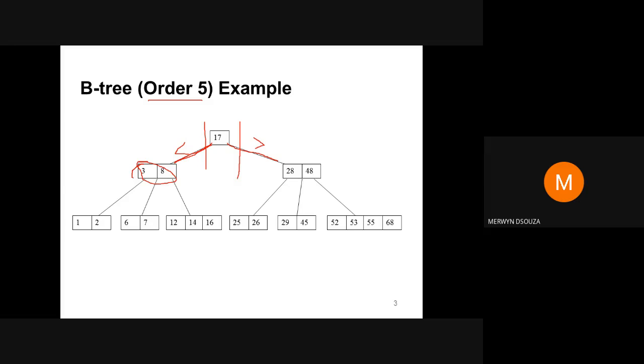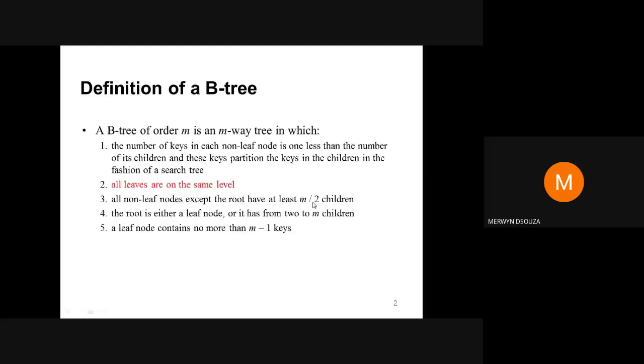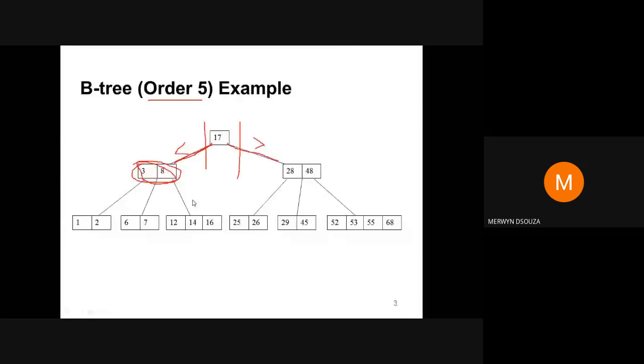Again, in this node there could be two or more values. It is just based on this property. All non-leaf nodes will have at least m by 2 children. So if the order m is 5, 5 divided by 2 you will have 2.5, but 2.5 can be rounded up or rounded down. Depending on that you will have that many number of keys in each node.